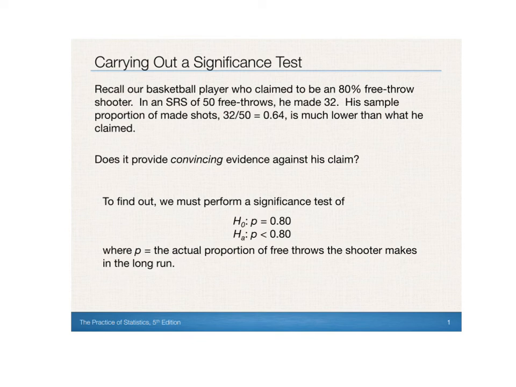So last section in 9.1 we learned about more of the general concept behind significance tests and some of the pieces to a significance test, like writing out your hypotheses, what a p-value is, and how you might conclude depending on what type of p-value you get. In this section we're going to get a little bit more specific and talk about how to actually conduct a significance test for a proportion situation.